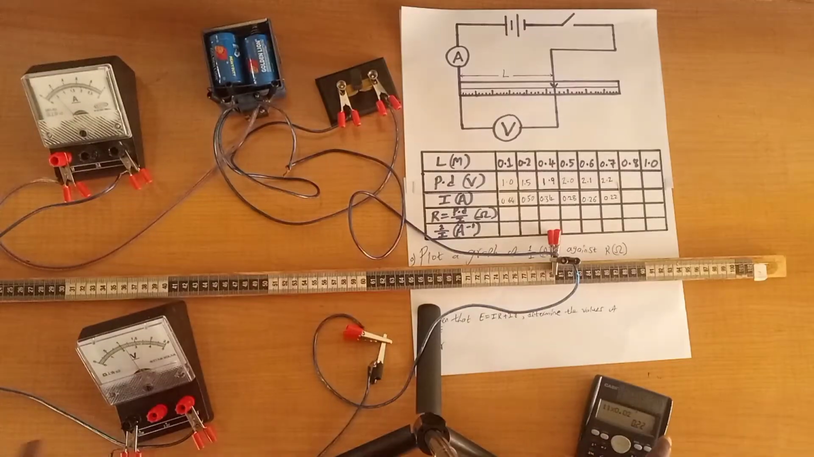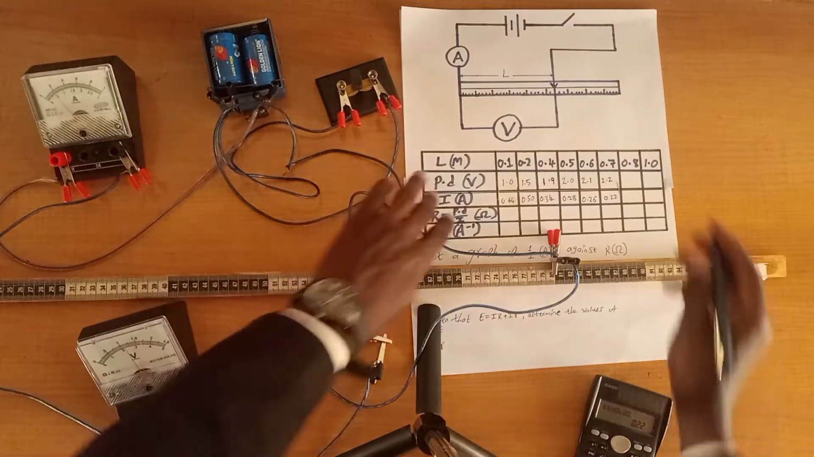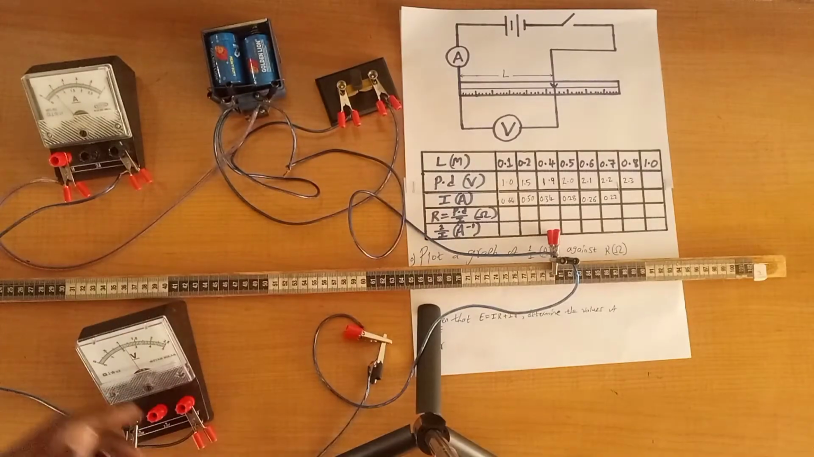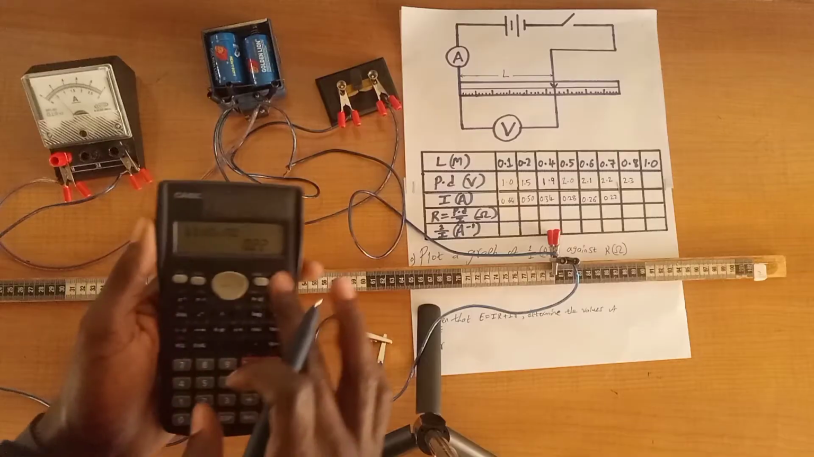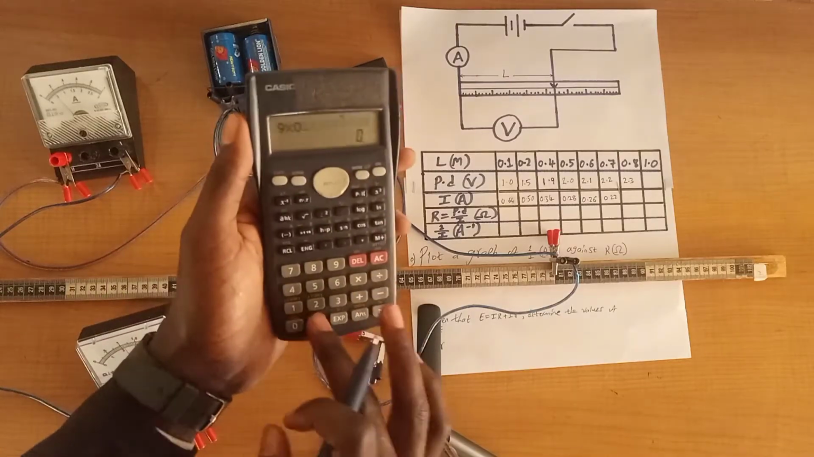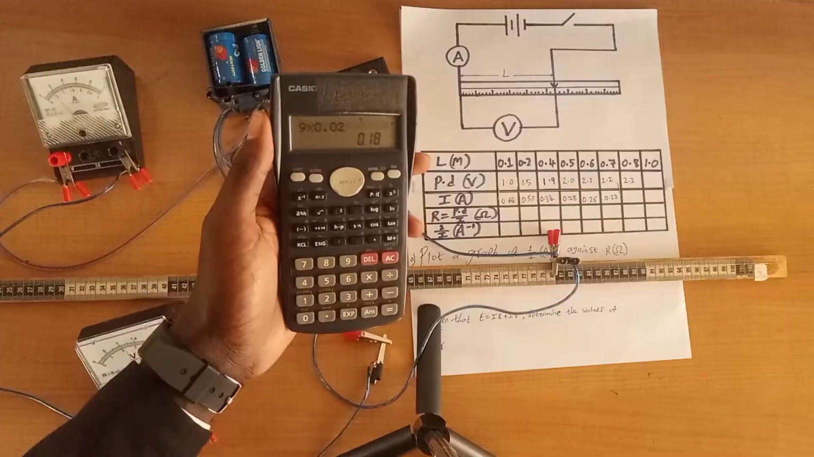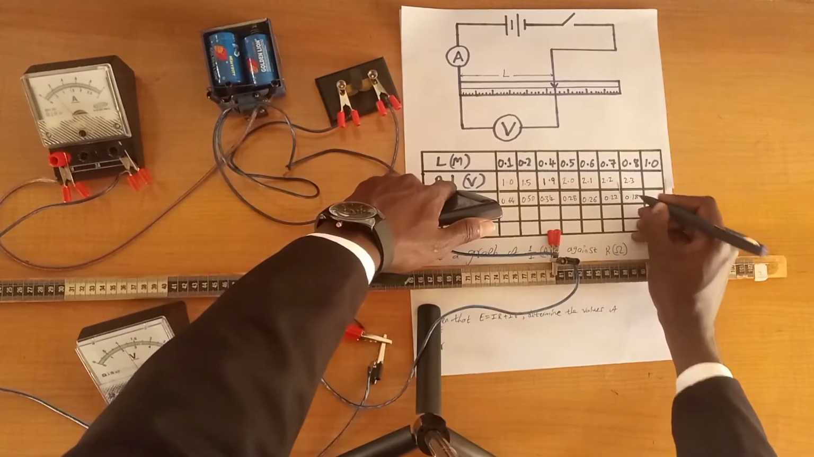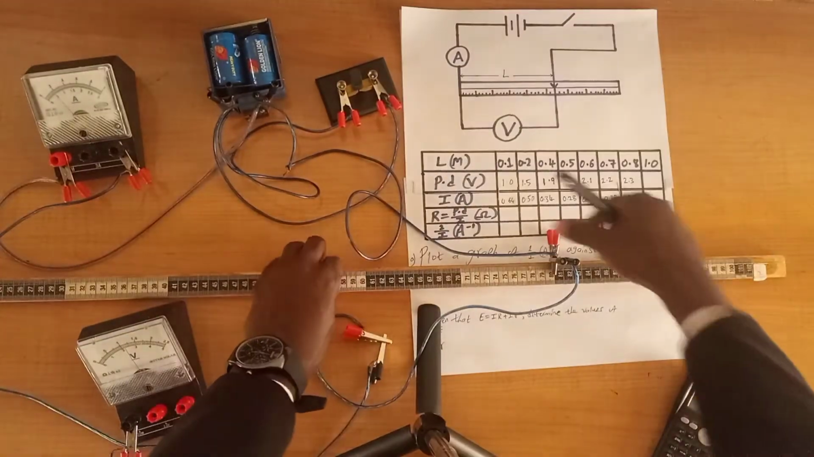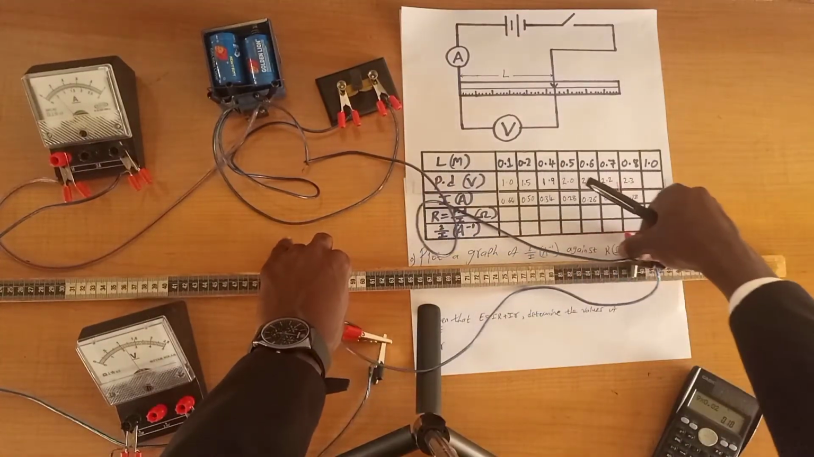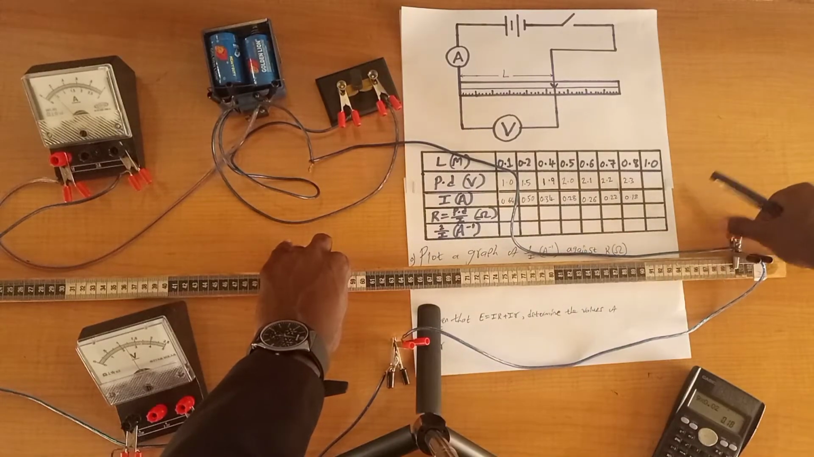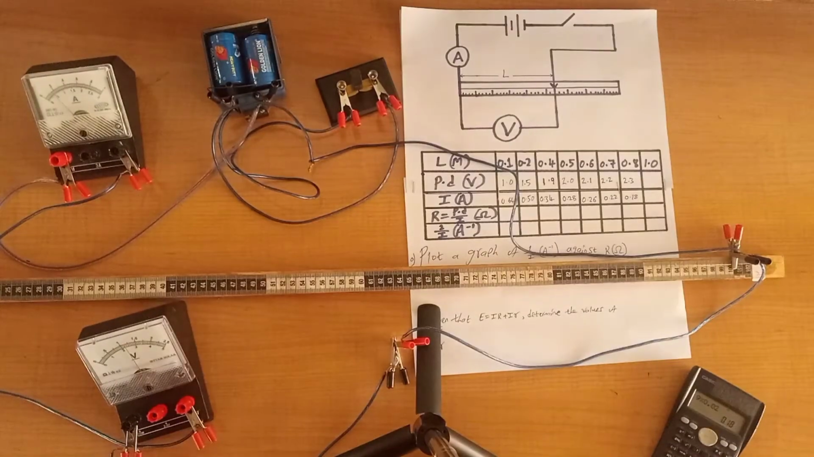So at 80, for the voltmeter, we have 2.3. Then for the ammeter, these ones are 9. So 9 times 0.02, this is 0.18. Then lastly, we go to 1 meter. So we extend all the way to 100, which is 1 meter.